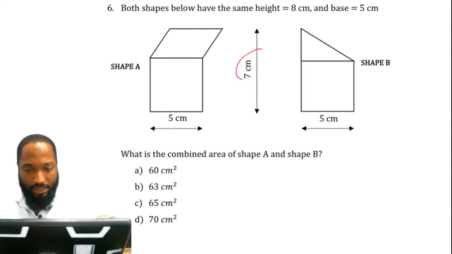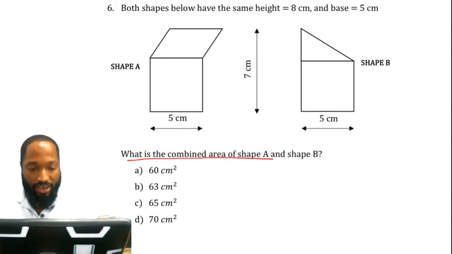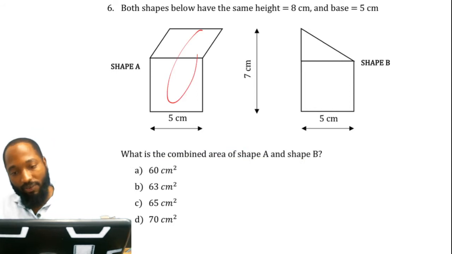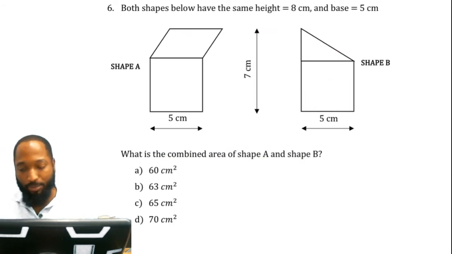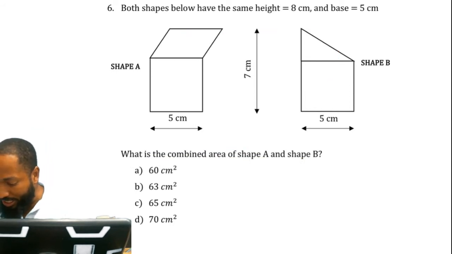So 7 centimeters, same height and base, both of the shapes. So what they're asking you is, what is the combined area of shape A and shape B? So you need to find the area of this and the area of that, add it up and get your answer. Most people saying D. One person said the answer is B. And Kian says C.